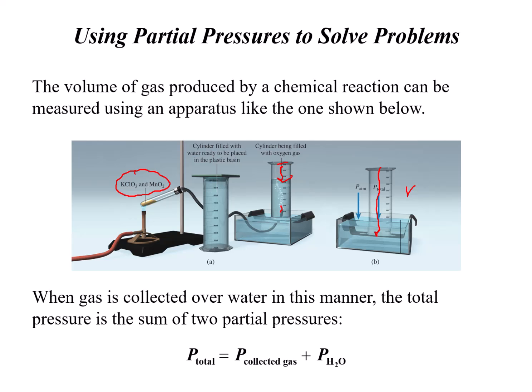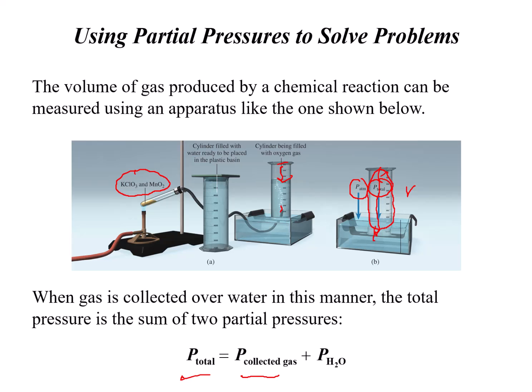So when the water gets completely pushed out of the container, we know what the volume of the container is, it's fixed. And the pressure of the atmosphere and the pressure inside the container has to be the same. So we know what the pressure of the collected gas is. So the total pressure is the pressure of the collected gas in here.